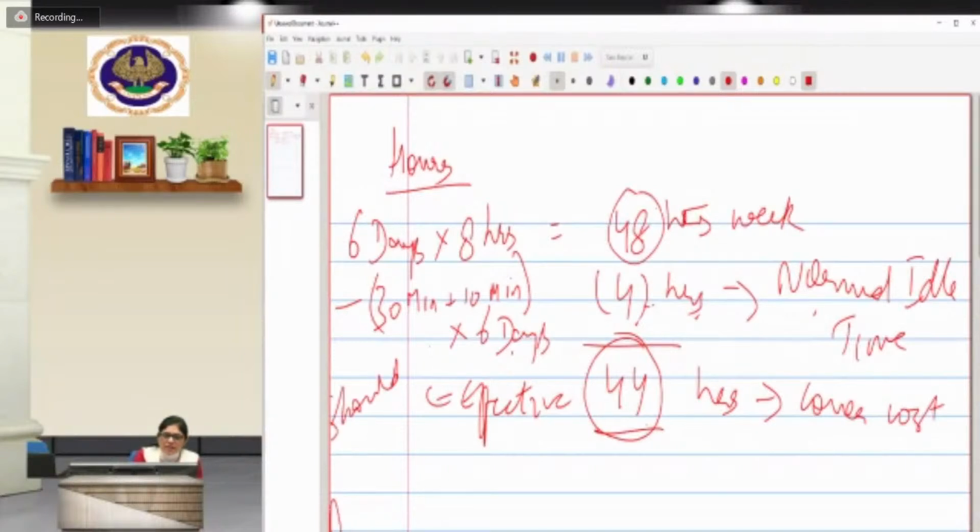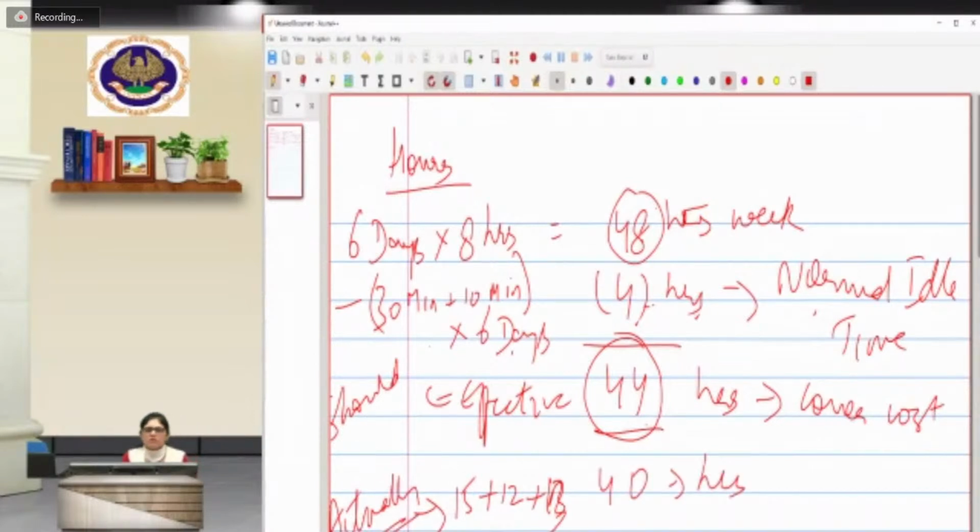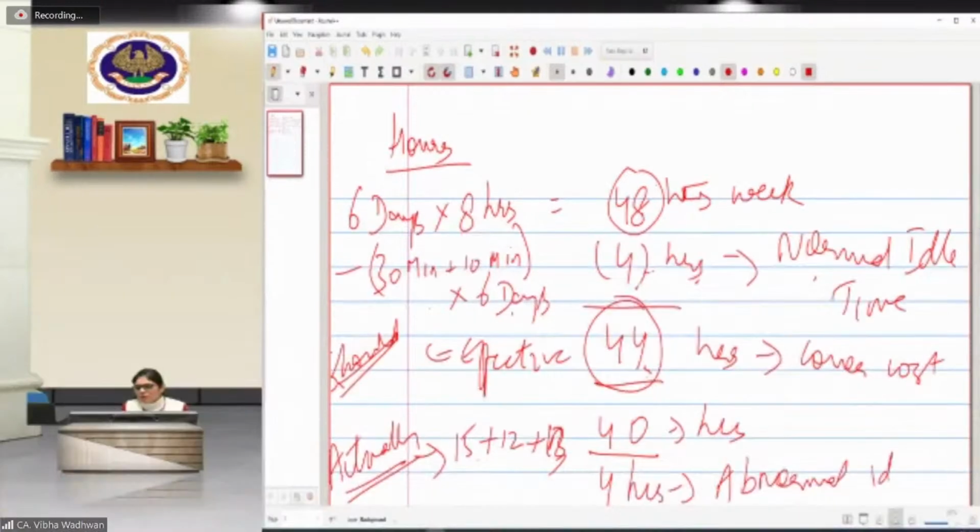And how much they have actually worked, how will we find out? The time booking department has given that for 15 hours plus 12 hours plus 13 hours. He has actually worked for 40 hours. So this is actual work. The labor should have worked for 44 hours, but the labor has actually worked for 40 hours. So this 4 hours is abnormal idle time. So I hope now it is understood.